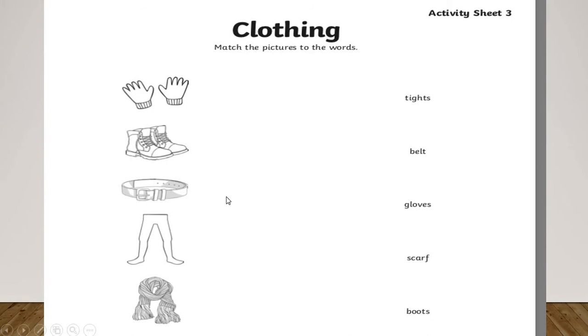And the third option, if you can see, it is a kind of thing which you wear around your waist to hold your pants, your trousers, tightly. So it is belts. Those who have said that this is belt, yes, you are absolutely right. So answer number 3 will be belt.